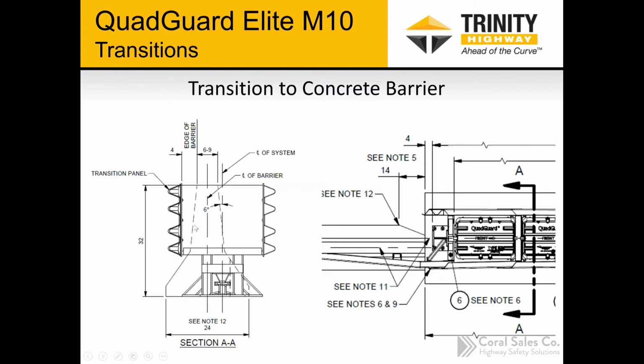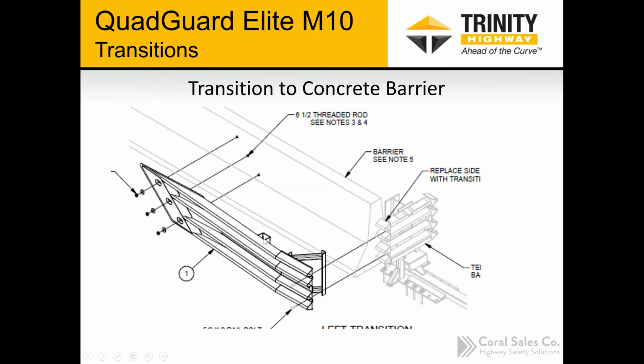So again, here's a view through the front of the system of how the system could be offset. And then there's an overhead view where the system attaches. What's a little bit unique about these new MASH transitions is this is all one weldment. So this little brace here is welded and it's part of the whole panel, as well as this blockout here.